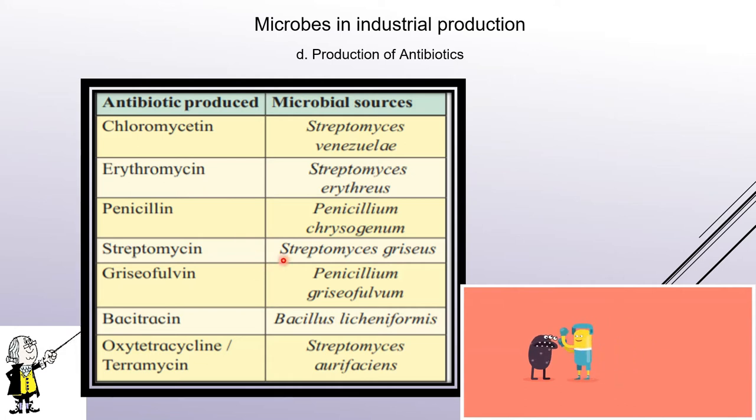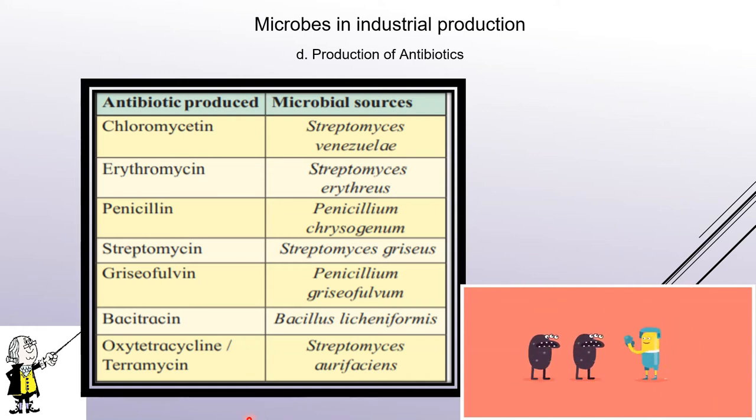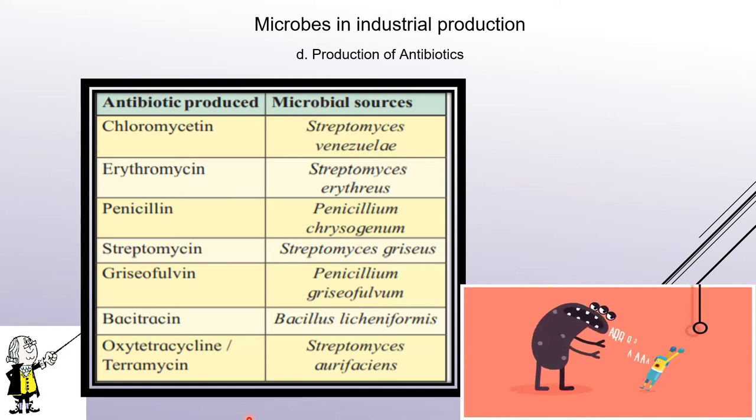Streptomycin, Streptomyces griseus. Griseofulvin, that is Penicillium griseofulvum. Bacitracin, Bacillus licheniformis. Finally, oxytetracycline or terramycin, it's been produced by organism Streptomyces aureofaciens. So these are the antibiotics produced and the microorganism used as a source. You are supposed to remember the names. For remembering the names, make sure you are practicing every day at least the names of five antibiotics and their microbial sources. The more you revise, the more you practice, the more it will be set in your brain.